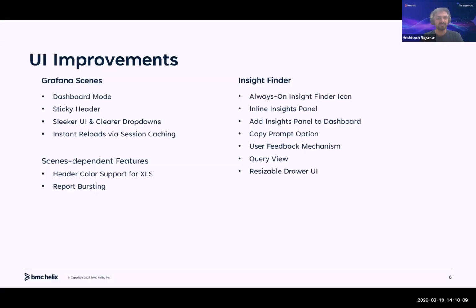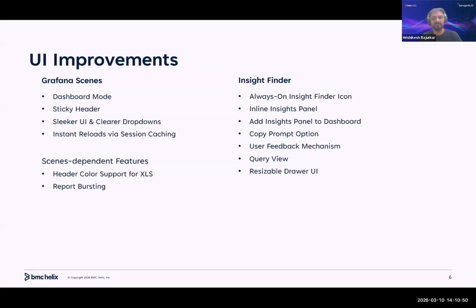And as Nikhil mentioned, we have tried a couple of features like supporting header colors in Excel with Grafana scenes. Grafana scenes is a controlled, feature-flagged behavior. With that, you will get the header color support in Excel, as well as the feature of dynamic report bursting. You can now send multiple reports to your multiple users, and it will not be a copy of a report, but rather a report with respect to their information.